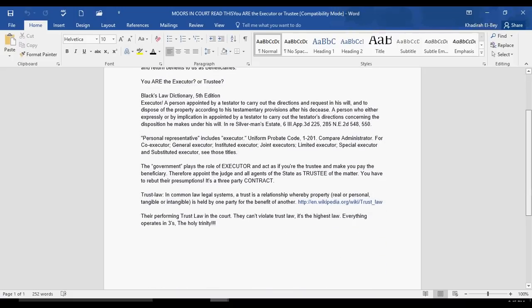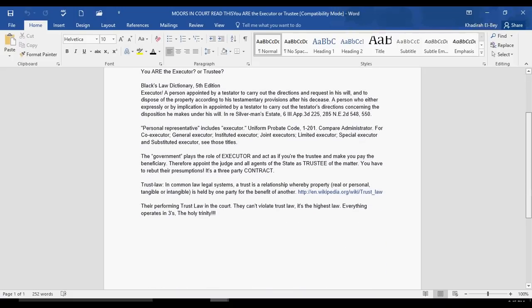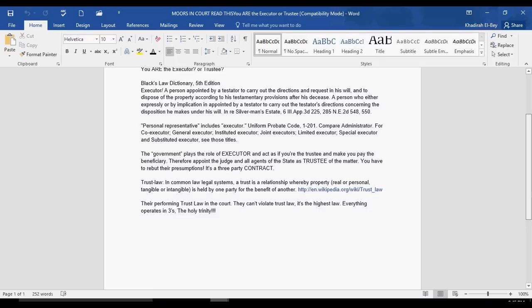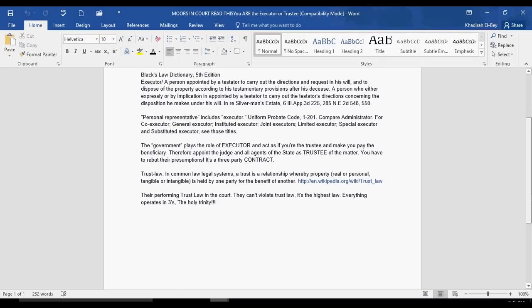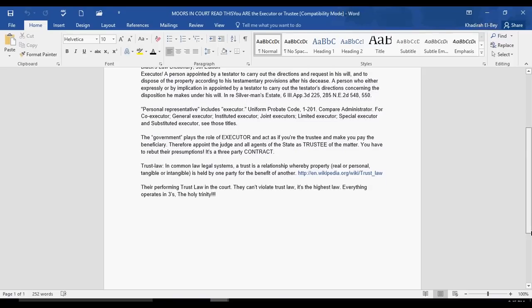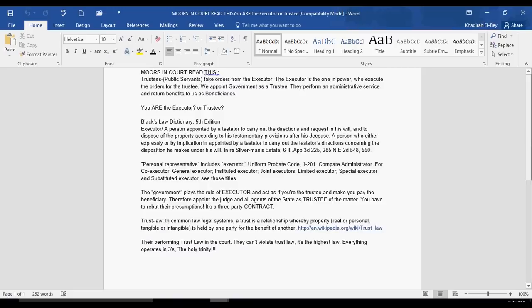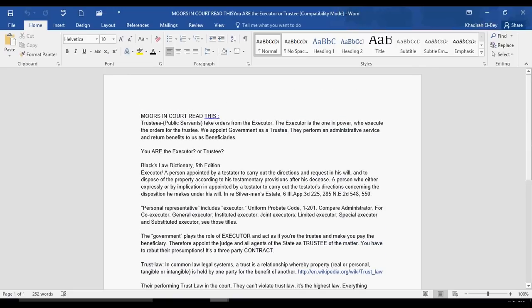All right, trust law. In common law legal systems, a trust is a relationship whereby property, real or personal, tangible or intangible, is held by one person for the benefit of another. You go to wikipedia.org/wiki/trust_law. They're performing trust law in court. They can't violate trust law. It's the highest law. Everything operates in threes, the Holy Trinity. So what that means is that you have to state for the record that you are the executor. This is the whole point of getting your birth certificate authenticated, to put you back into the executor office.